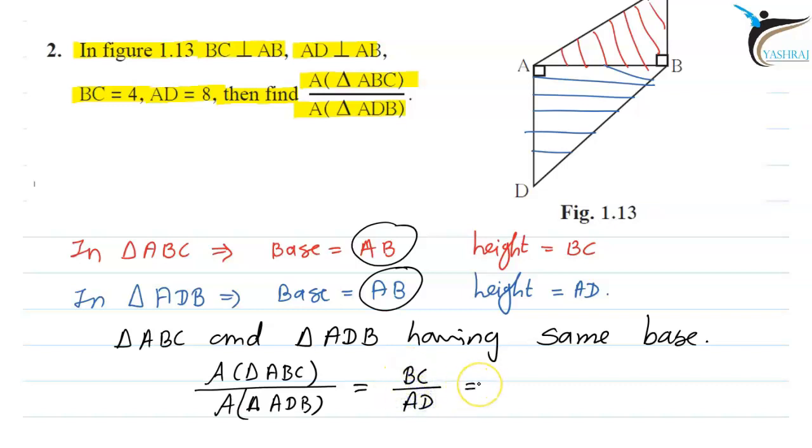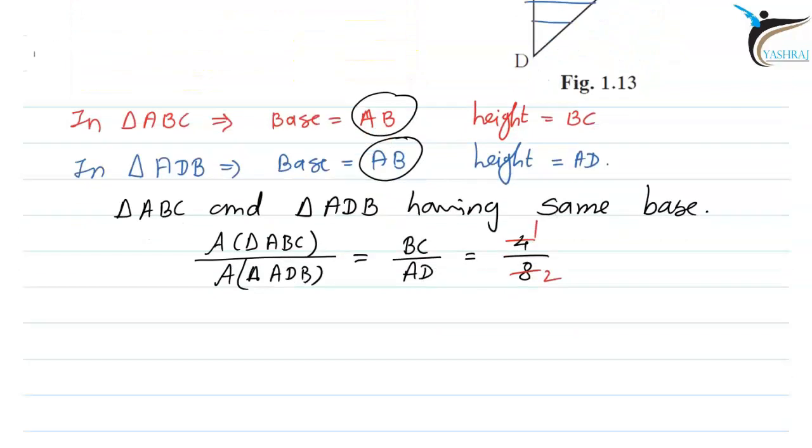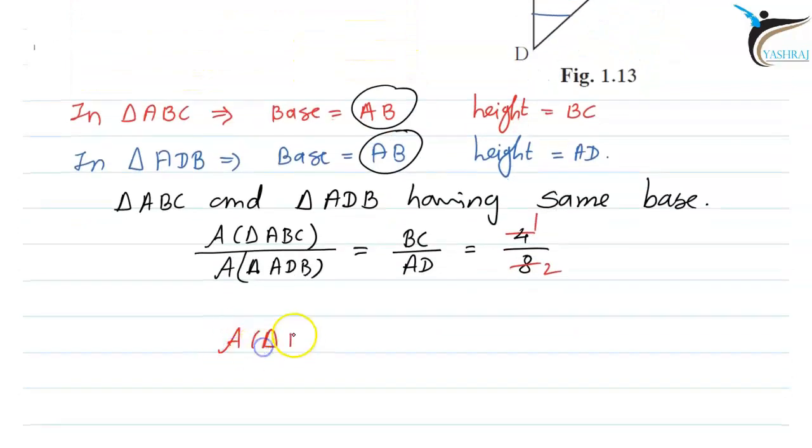Now we are given BC as 4 and AD as 8. We know 4 ones are 4, 4 twos are 8. So we get area of triangle ABC divided by area of triangle ADB equals 1 by 2.